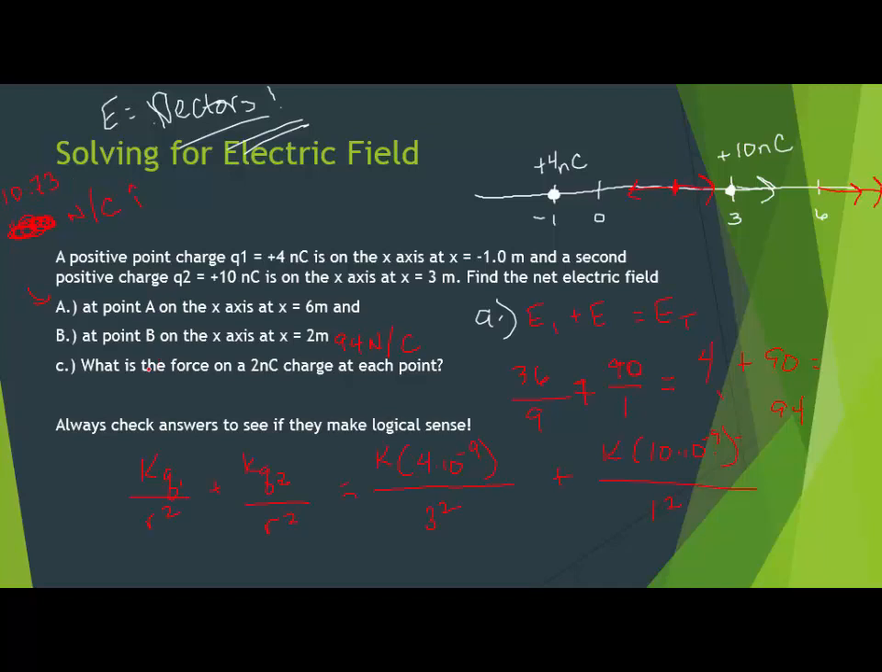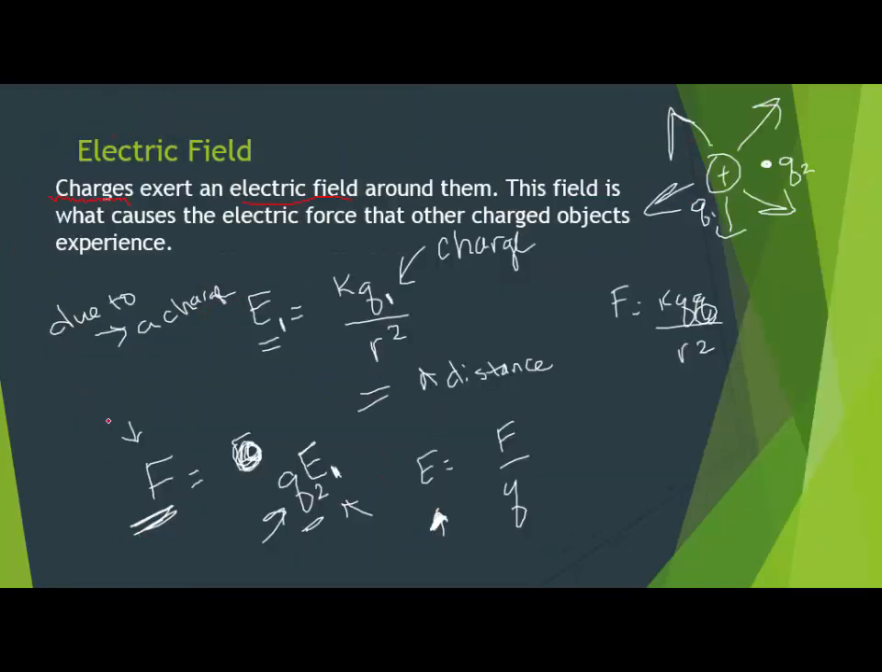Okay, so I want you guys to try to do part C on your own, just so that I don't make this video too long with my examples. What is the force on a 2 nanocoulomb charge at each point? So we know the electric field at each point, right? And we're going to stick a different test charge in that field. So we could use this expression to figure out what our force will be.